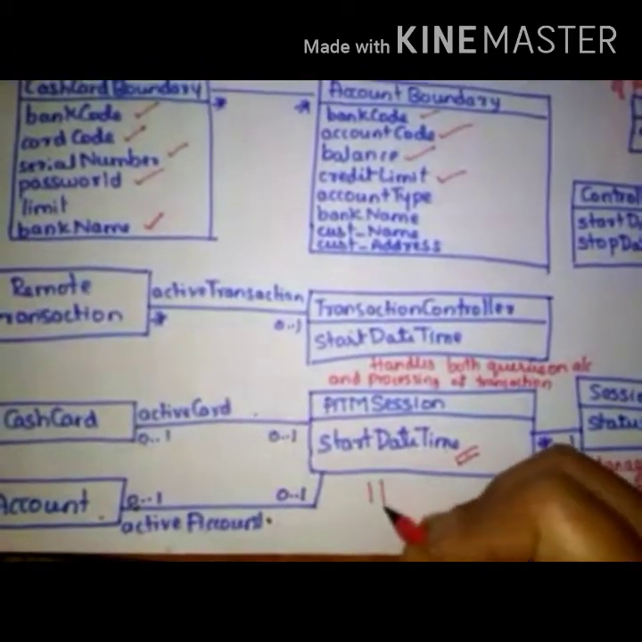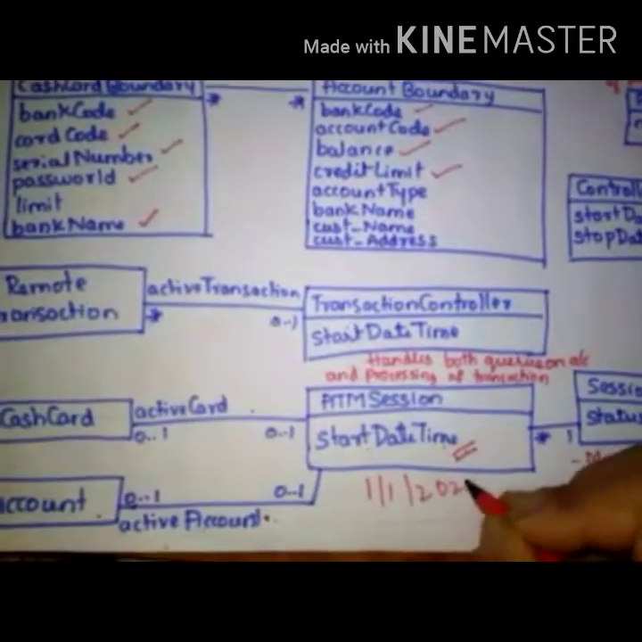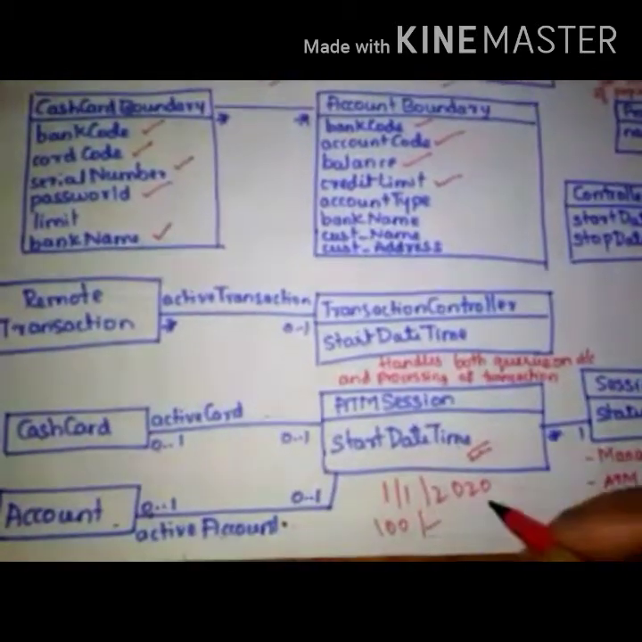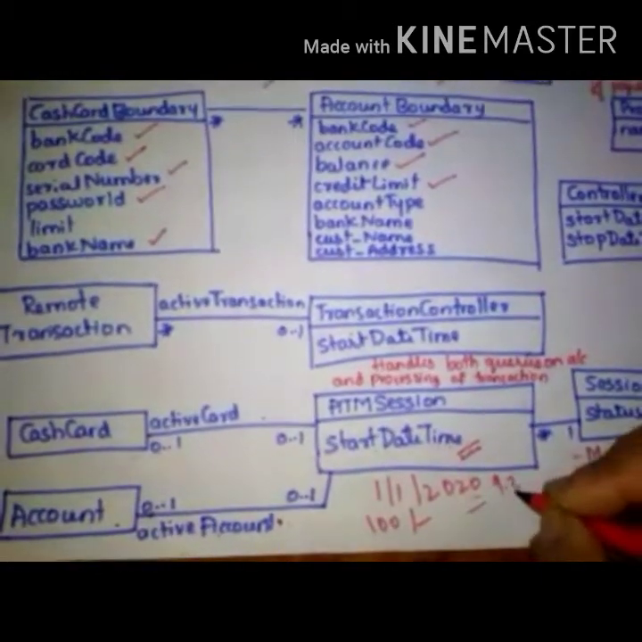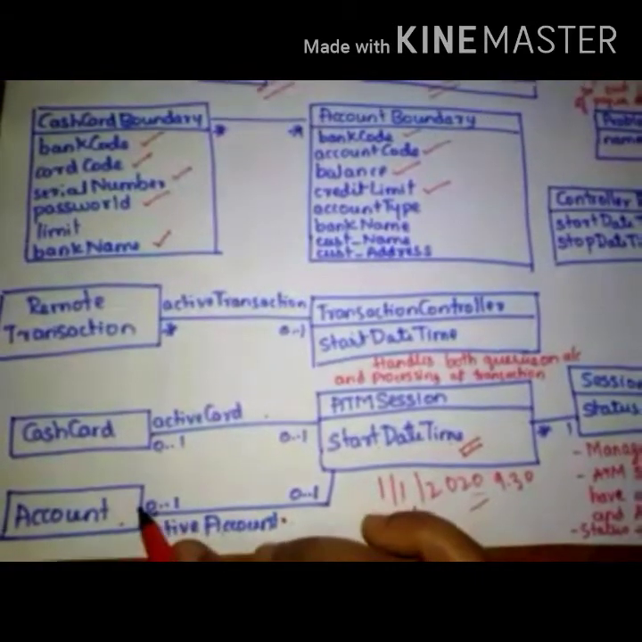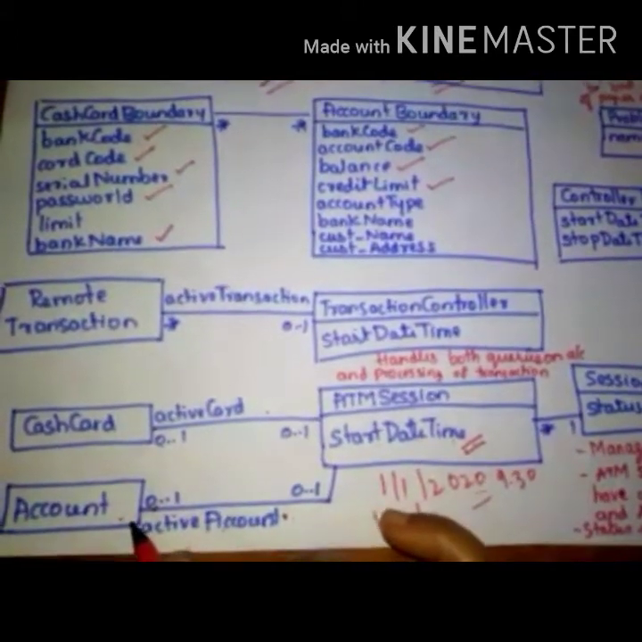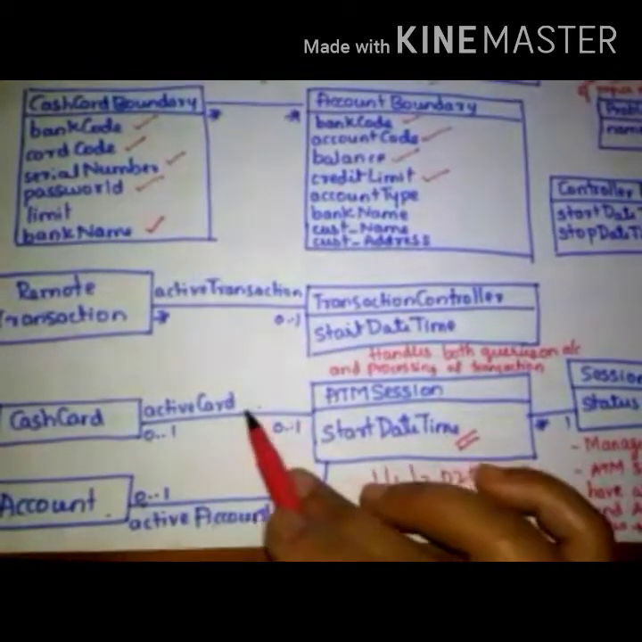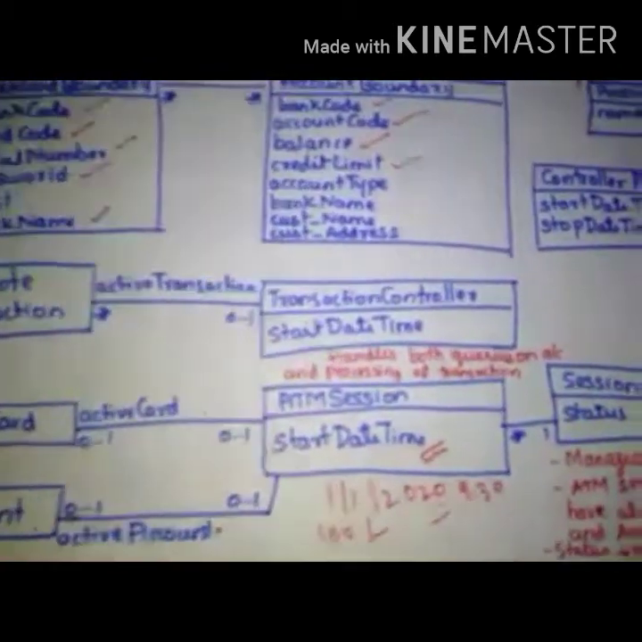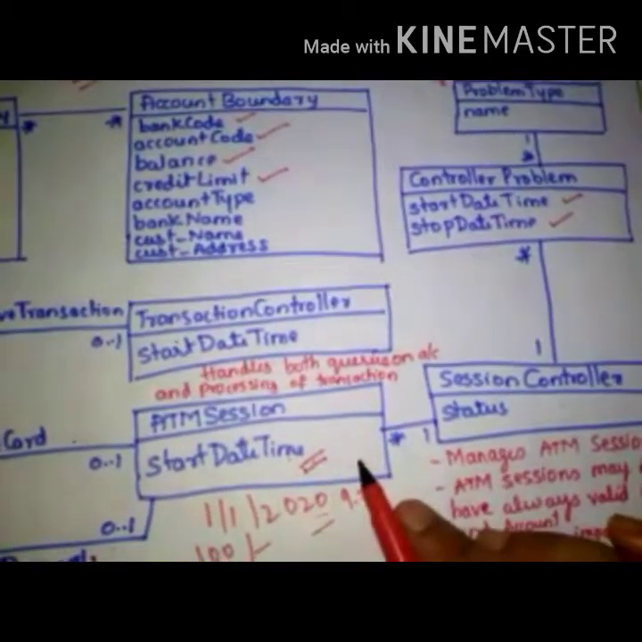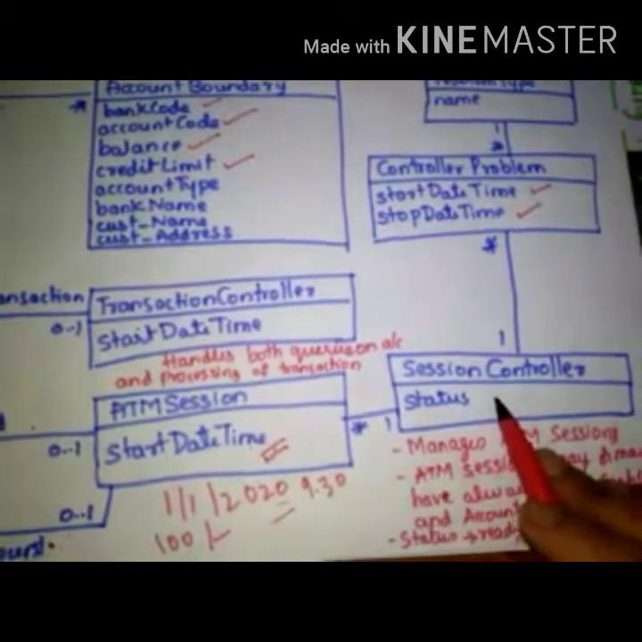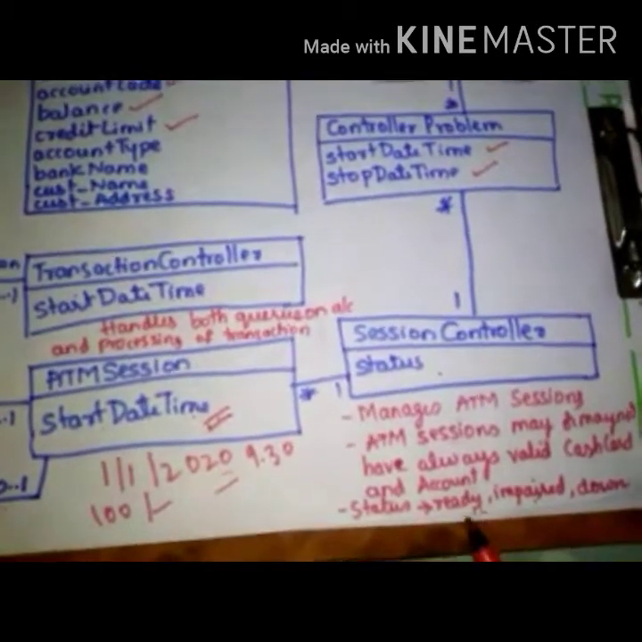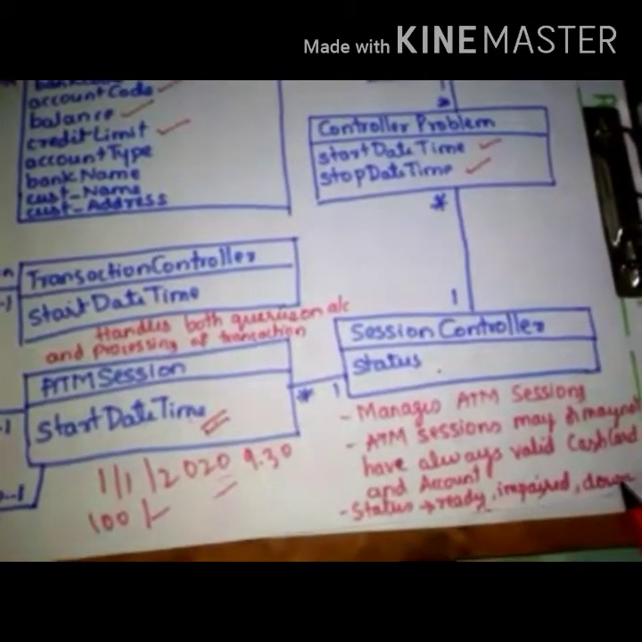Because on 1st January 2020, if you are withdrawing 100 rupees from the ATM, right? So at the same particular time stamp, at 9:30 only, the account has to be modified, right? It has to be deducted from your balance, 100 rupees here, right? So the ATM session is started and both the card and the account are active. Now when this particular session is started, right, the session controller can be in different states. So what are those statuses? As I explained earlier, it can be in the state ready, impaired or down, right?